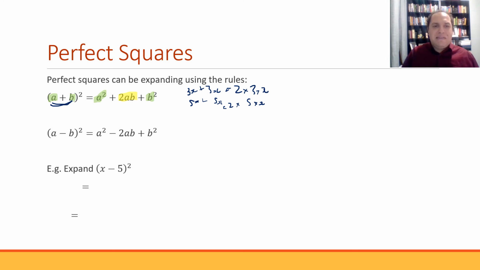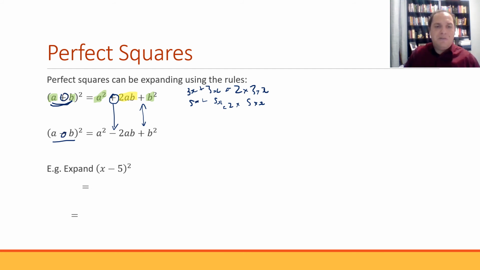The rule is exactly the same for a minus b, except that instead of being a plus in between our first two terms, it changes to a minus. Notice that there is still a plus sign in between both, regardless of if it's a minus b or a plus b. That b squared term is always positive. It's just this middle term that changes from plus to minus depending on the sign in the middle.